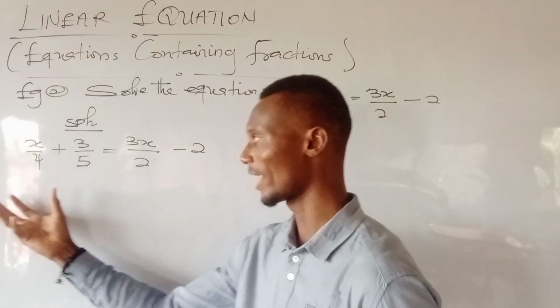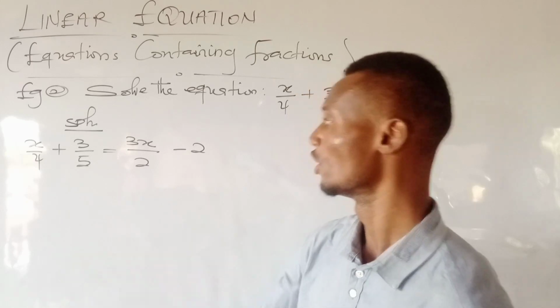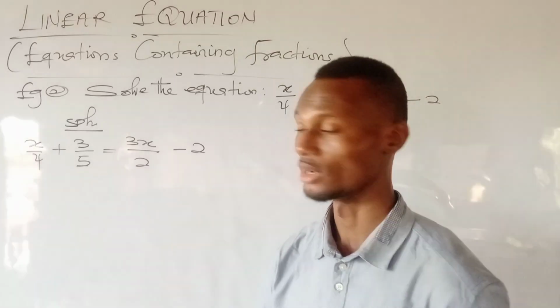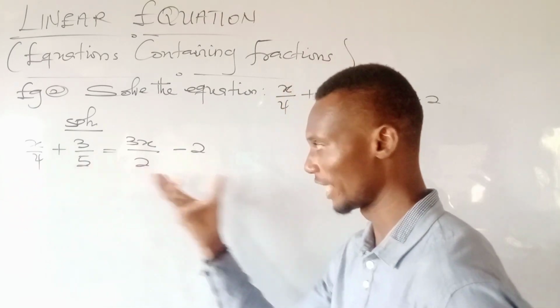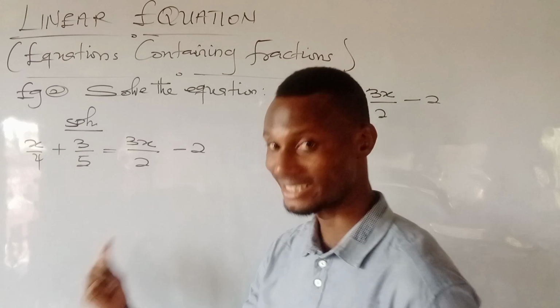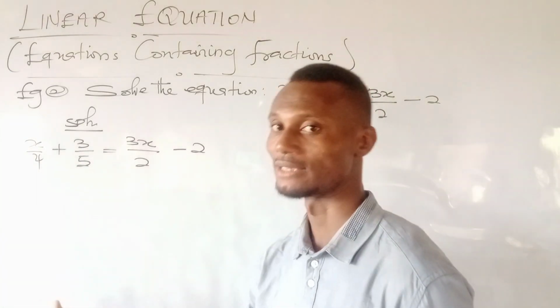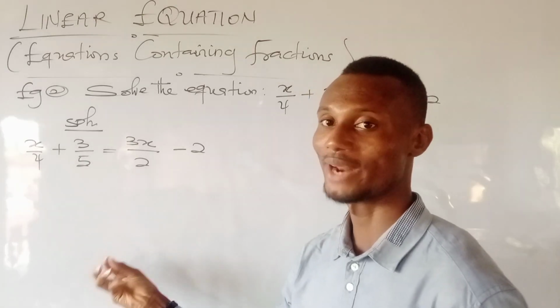So we are going to multiply through by the LCM, which is the 20. Now, how do you multiply through by the LCM, which is the 20? I've explained that multiplying through the equation by the LCM simply means that you are multiplying each term in the equation by the LCM. So each term in the equation, you multiply it by the LCM.